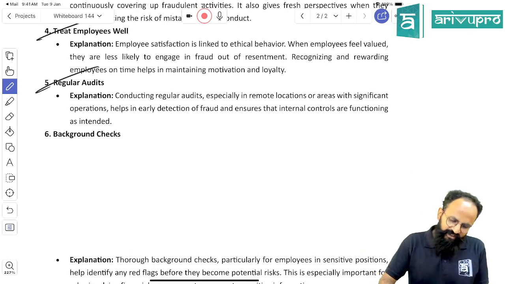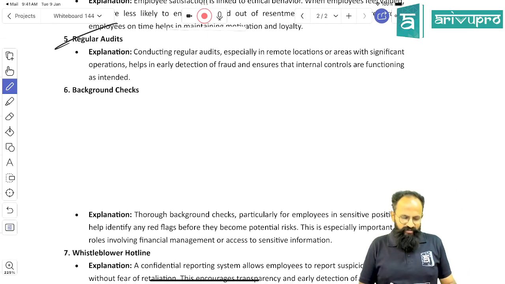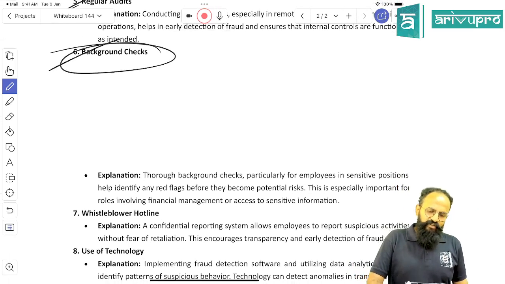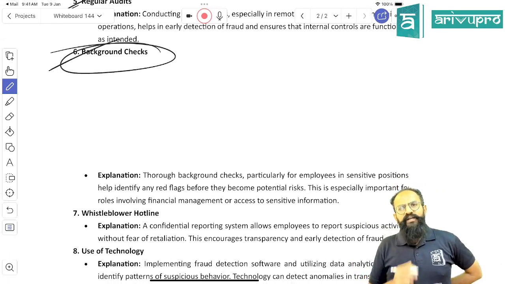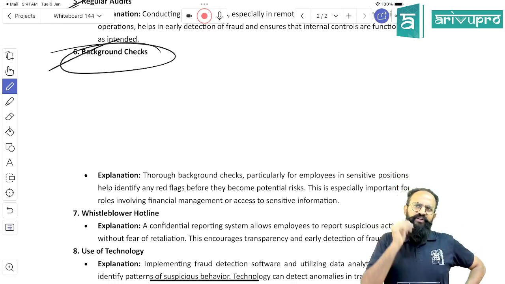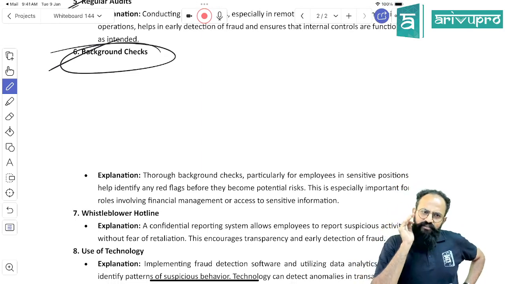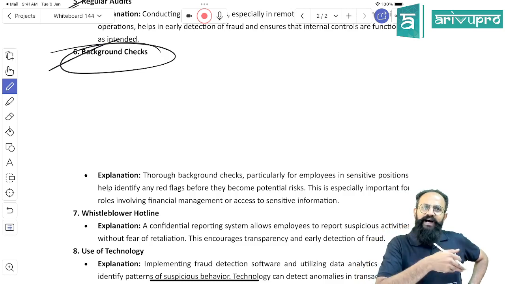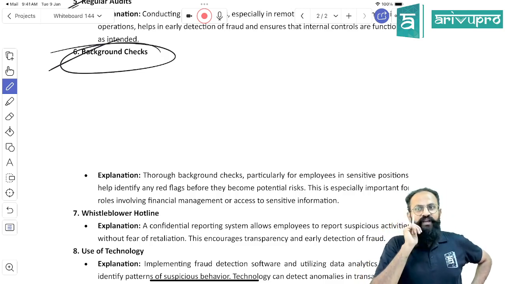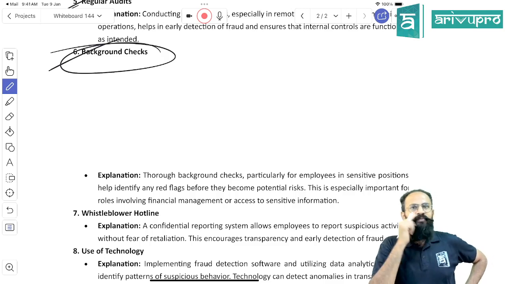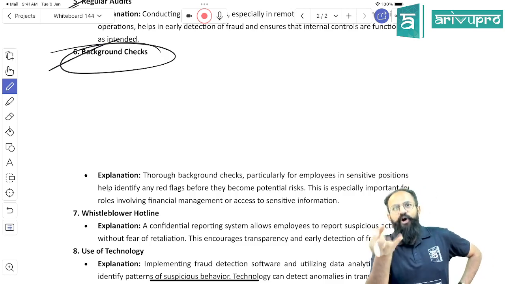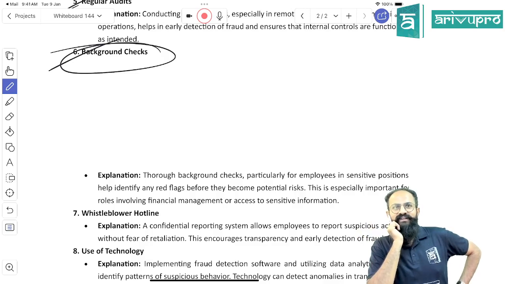Next one, regular audits. Obviously, that is what you are here for now. Next one, background check. Whenever you are employing a particular person, especially for senior management, make a thorough check. See in the past whether there were any reports on them. Why were they fired from the previous companies, or why did this person leave? Because that will give you a lot of insight about that person's character.